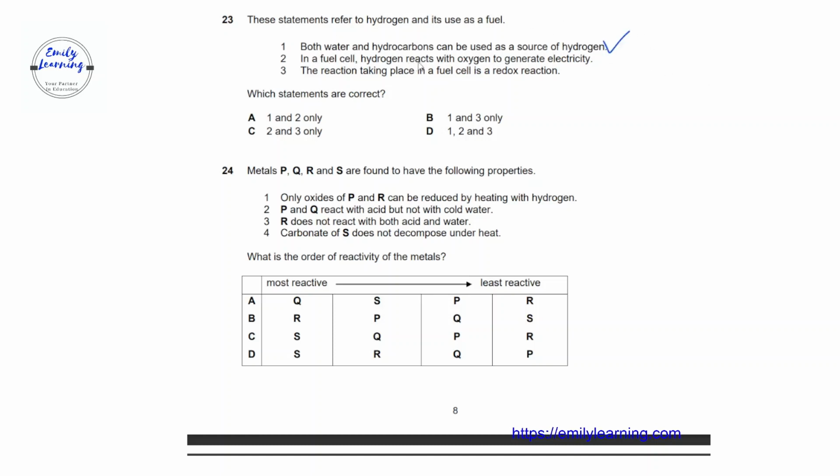So in the fuel cell, hydrogen reacts with oxygen to generate electricity. The statement says that in the fuel cell, the hydrogen does not react with oxygen to generate electricity, instead they are the ones being produced. That is not correct. The reaction taking place in the fuel cell is a redox reaction. Yes, it is. Fuel cell reaction or electrochemical cell, they're all redox reactions. So 1 and 3 are correct, so the answer is B.